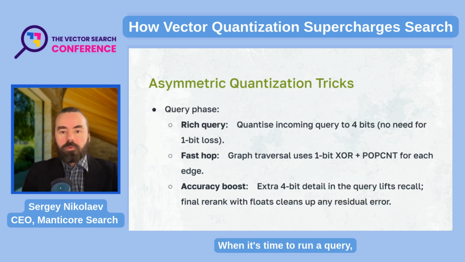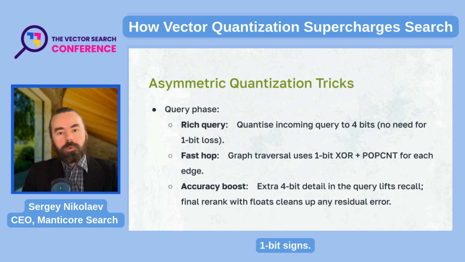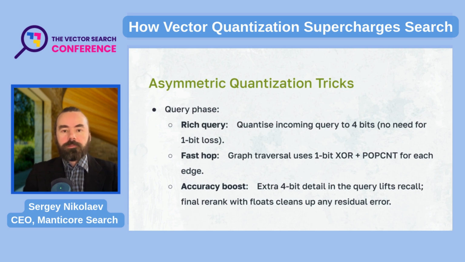When it's time to run a query, we still quantize the live query to 4 bits, so it actually holds more detail than the 1-bit vectors in the graph. We navigate the graph using the usual XOR plus POP-CNT trick on those 1-bit signs. And because the query is a bit richer, we get a nice little boost in recall, a few extra points. Then, to clean up any remaining error, we do a final rerank using the original float values.